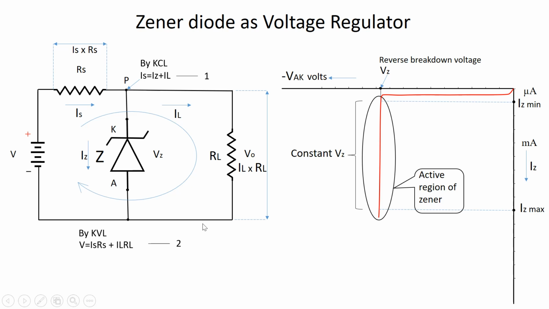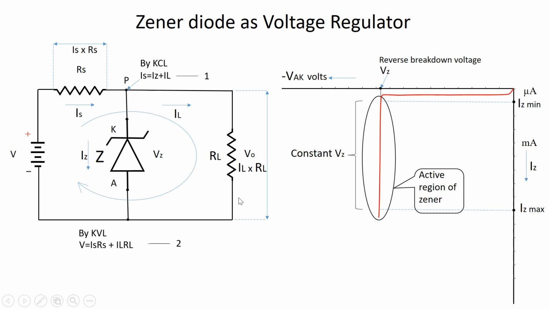Now, in this circuit, there can be two variations possible. One is that the supply is fluctuating, meaning the supply is changing a little bit. It may rise a little bit or it may decrease a little bit. Even under such variations, the output voltage V0 should be maintained constant. Then only we say that the circuit is regulating the output voltage.